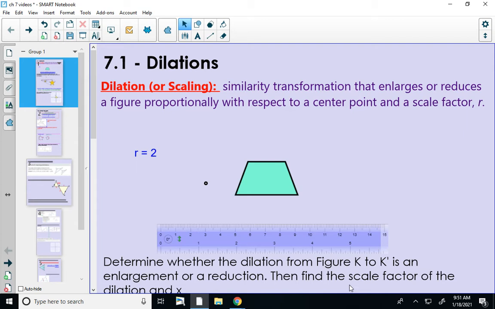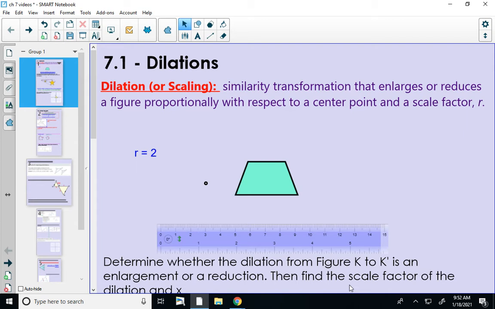The reason that we didn't talk about dilations earlier in the year, though, when we did all of those other transformations, is that all of the other transformations we've learned about are what we call rigid transformations. So after we move the figure, it ends up being the same size. With a dilation, not only do we move the figure, but it will be a different size. So it's either going to get bigger or smaller. The transformation enlarges or reduces a figure proportionally with respect to a center point and a scale factor.